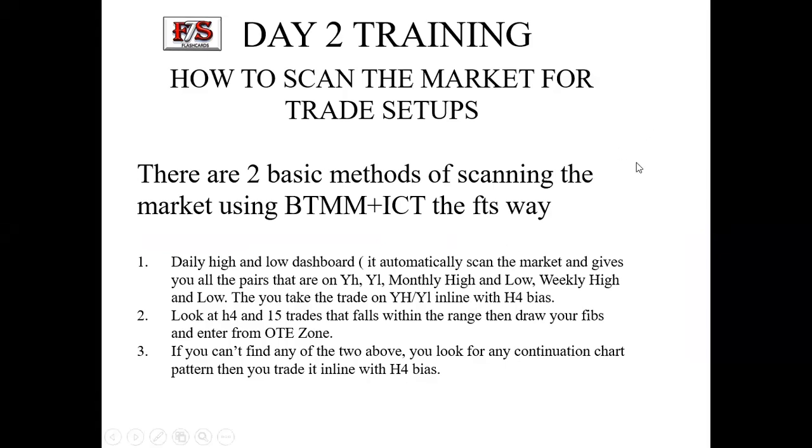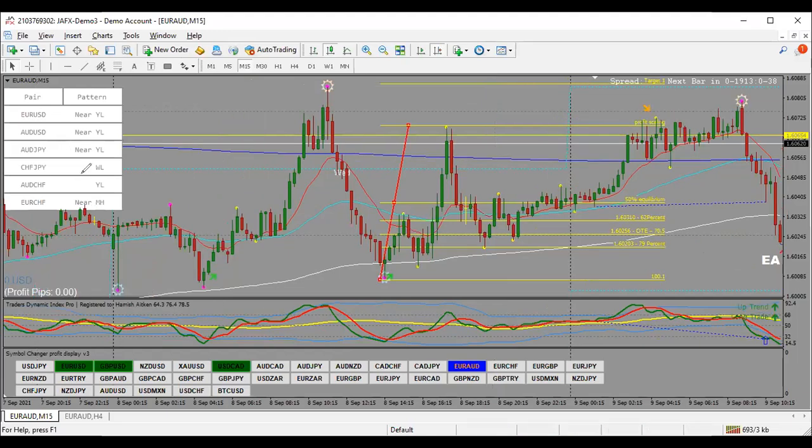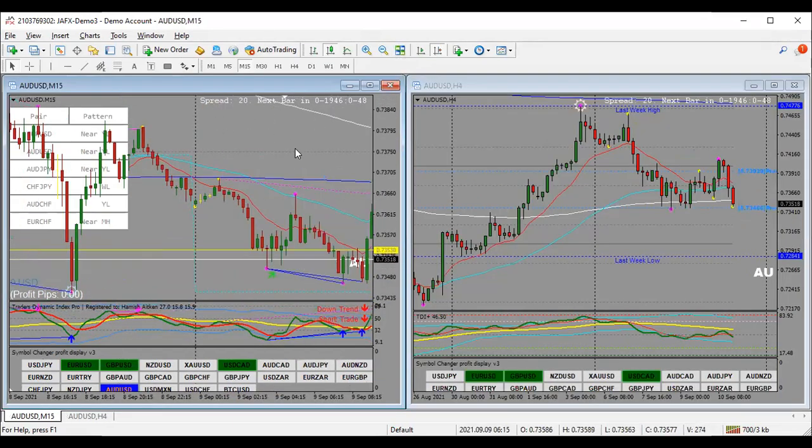Now look at it. I have this daily high and low dashboard on my screen. It shows you price at yesterday's high, yesterday's low, weekly high, weekly low, monthly high, monthly low. These are liquidity pools where we have trap volume. So the first thing I look for is price at yesterday's low or yesterday's high. I click it first, and it's going to appear on H4 and M15. It will take me to both charts at the same time.